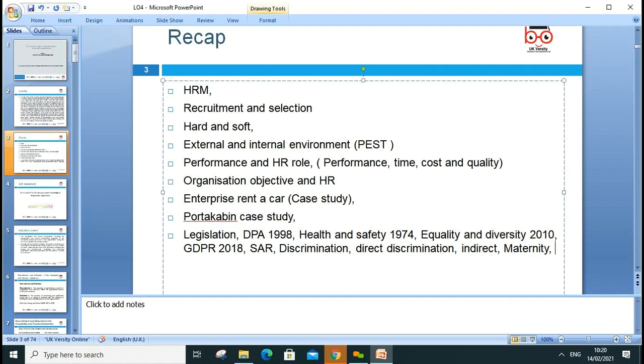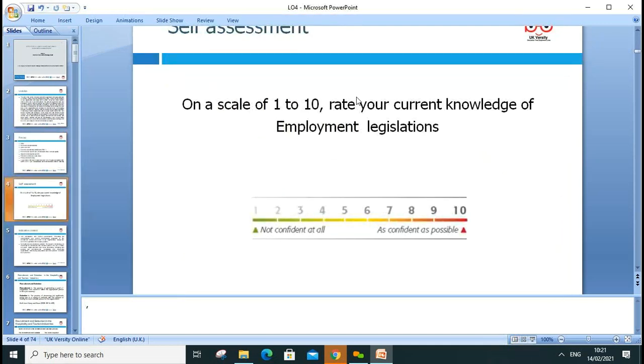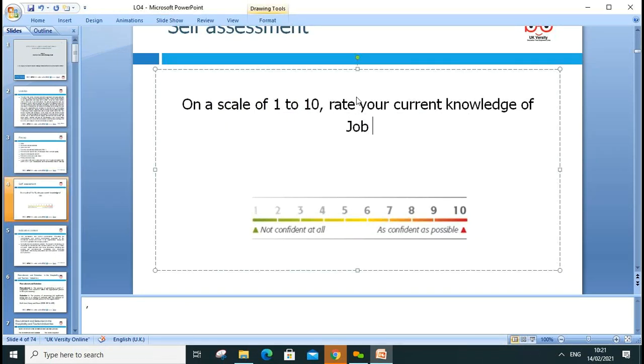We discussed maternity and paternity leave. We discussed various other legislation that has all been changed and merged into the equality law: the Equal Pay law, the Sex and Gender Discrimination Act. We discussed all of these during our last lesson. We also discussed the internal and external recruitment process. So that was all in the previous lesson.